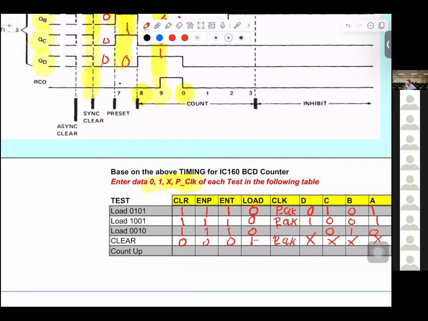Okay. Finally, count up. You want to count up, clear must be 1, correct? Right. Yep. P and T must be 1. Load must be 1. P clock.